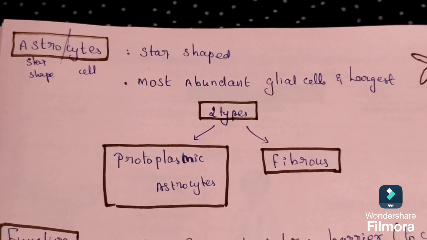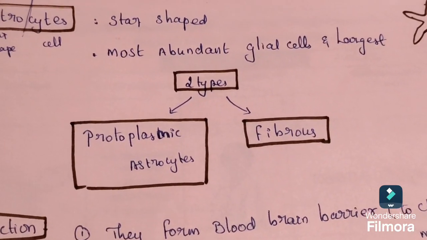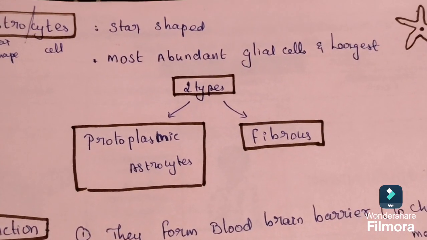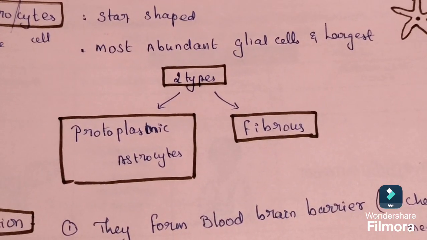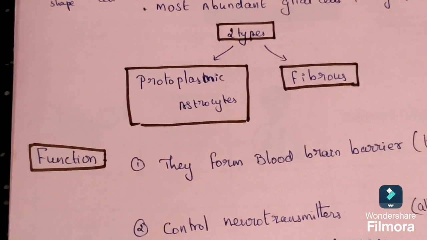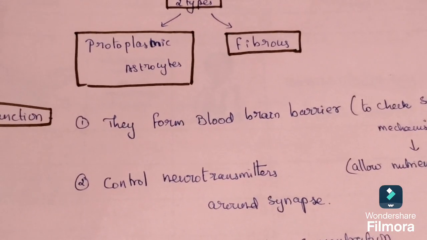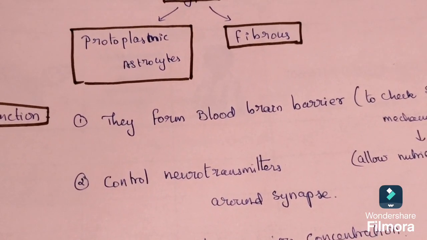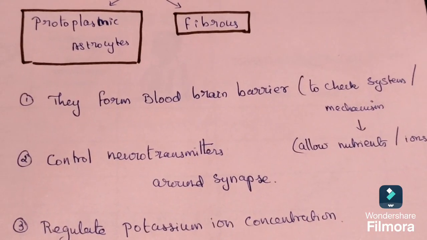These astrocytes are of two types: protoplasmic astrocytes, and the second one is fibrous. So here are the astrocyte functions. What are the functions? First function, they form the blood-brain barrier.